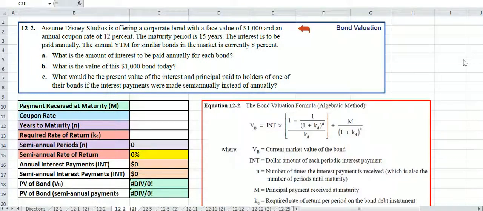We're looking at problem 12.2, and this is another bond valuation problem, except with a twist. We are going to compound our interest semi-annually. So we just need to plug in the numbers. Let's go through here and see.